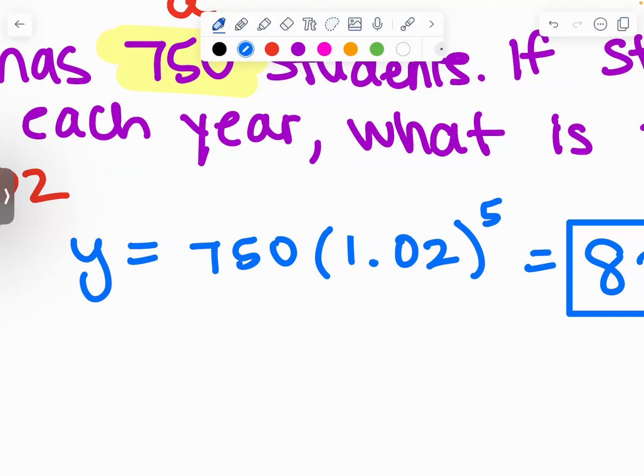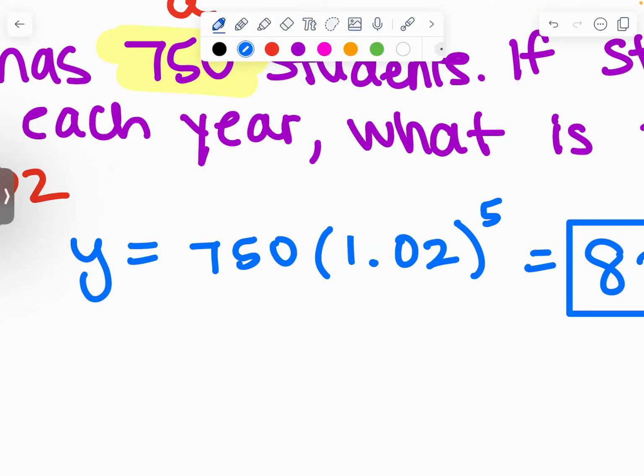I wish this was a real calculator. Ellery, did you get it? What? I don't know what you said, Ellery. Yes or no? Yes. 829. I forgot, 825.